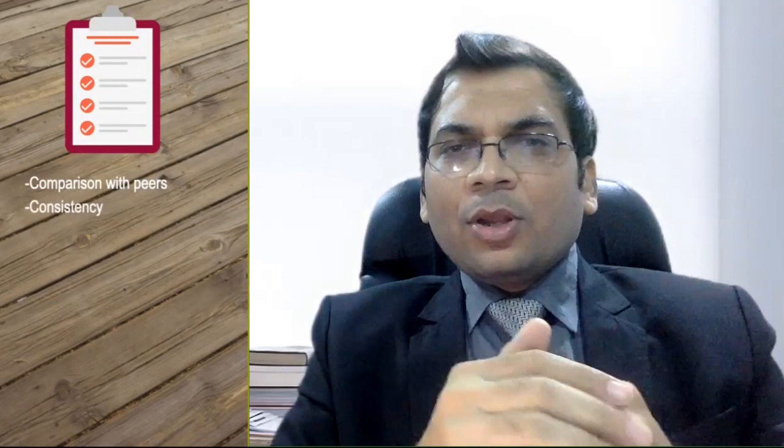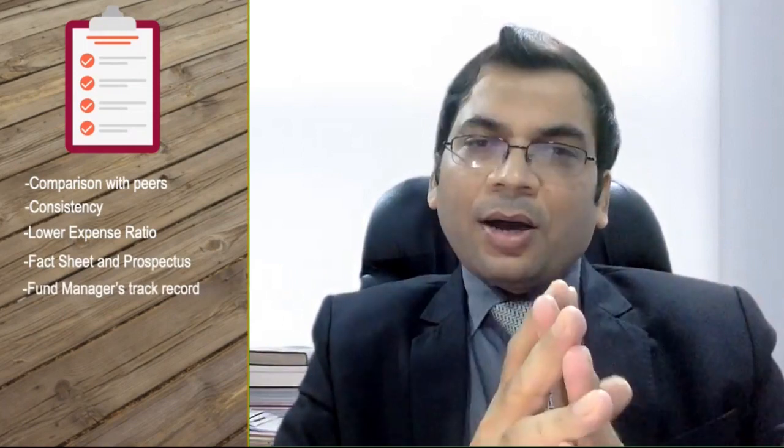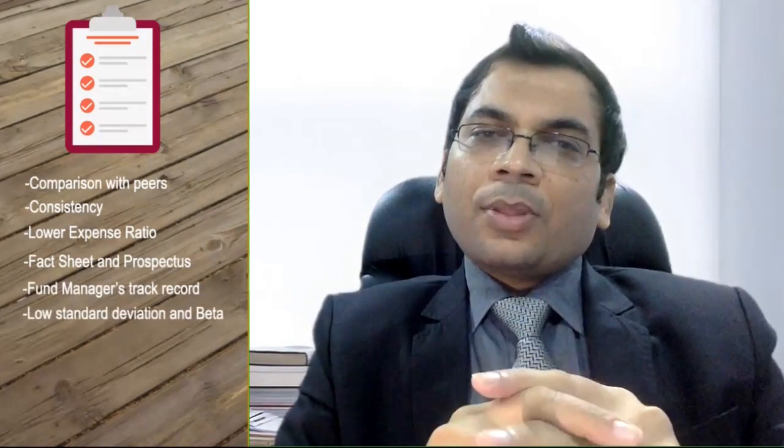So friends, just to summarize today's video, we have learned that while selecting a particular fund, you should compare it with its peers. You should also look at whether the returns are consistent. The lower the expense ratio, the better it is. At the same time, you should also look at the fund fact sheet and prospectus. The fund manager's track record is also important. We have learned that the lesser the standard deviation and beta, the better it is.